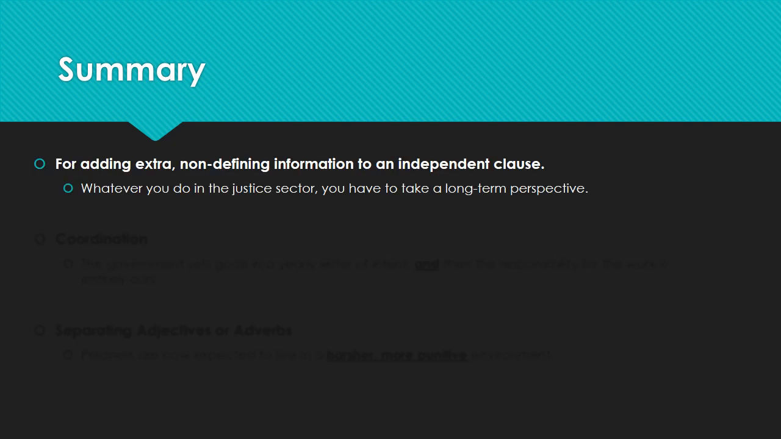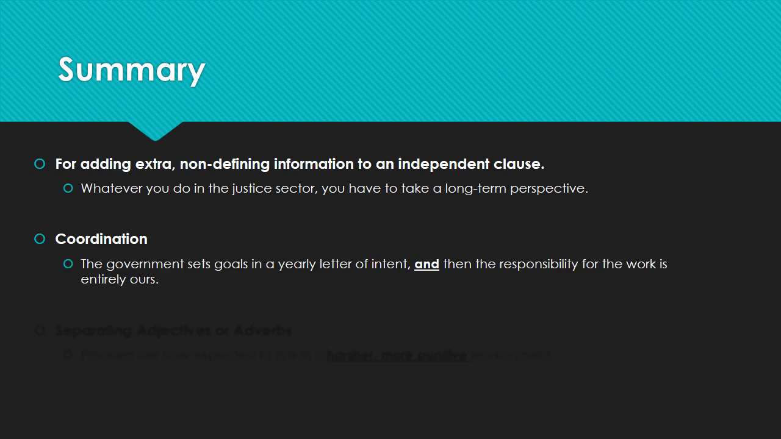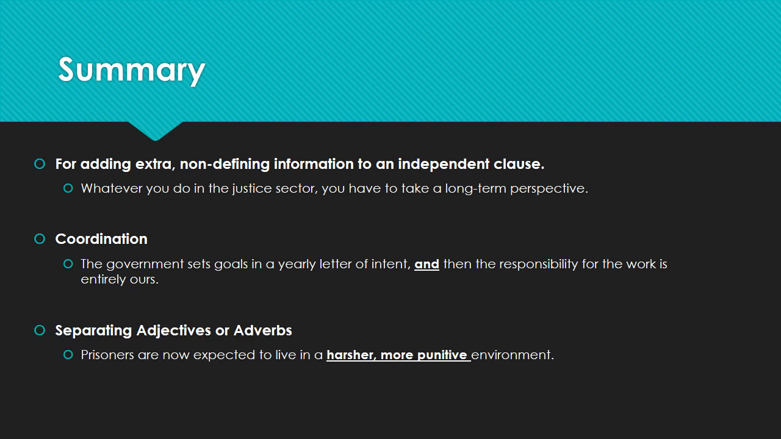In sum, we have 3 rules for comma usage. Number 1 is for adding extra, non-defining information to an independent clause, as in, whatever you do in the justice sector, you have to take a long-term perspective. The second rule is with coordination, as in, the government sets goals in a yearly letter of intent, and then the responsibility for the work is entirely ours. And finally, we use commas to separate adjectives or adverbs, as in, prisoners are now expected to live in a harsher, more punitive environment.